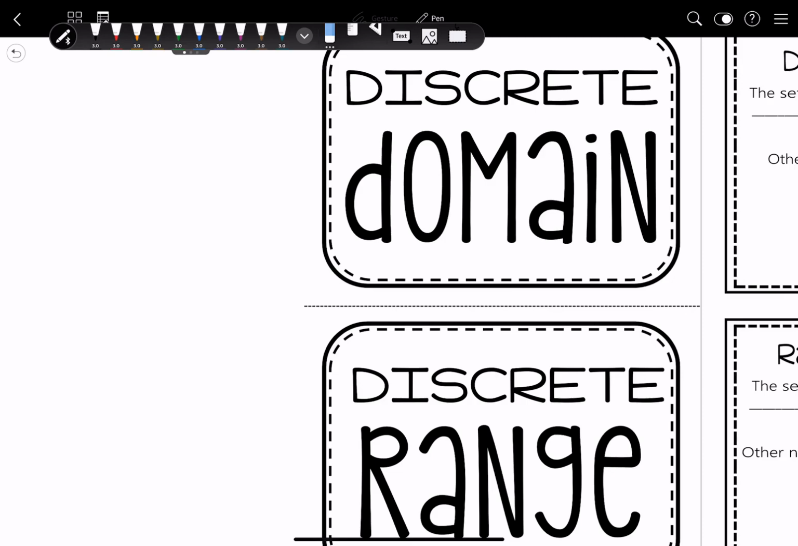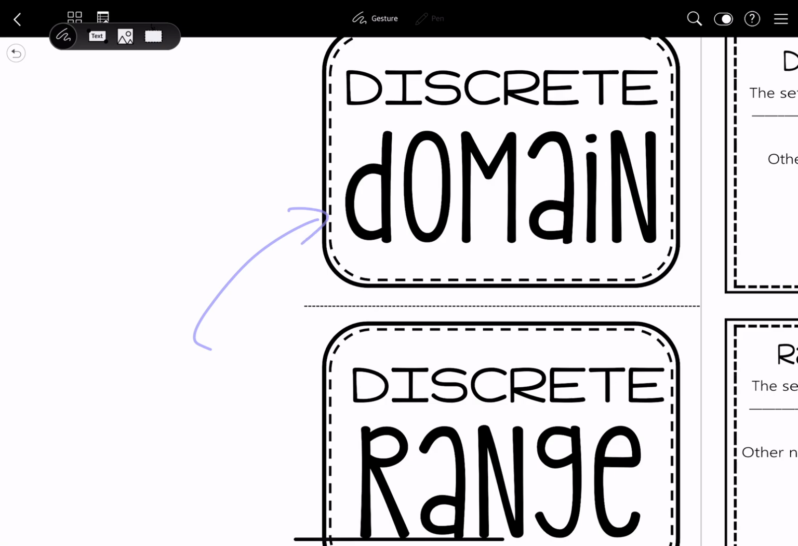Hey everybody, so we're going to be talking about discrete domain and range here today. Now we've talked about the words domain and range and how they talk about your x values and your y values, but we've not talked about this word right here, discrete. Think about discrete as individual points.